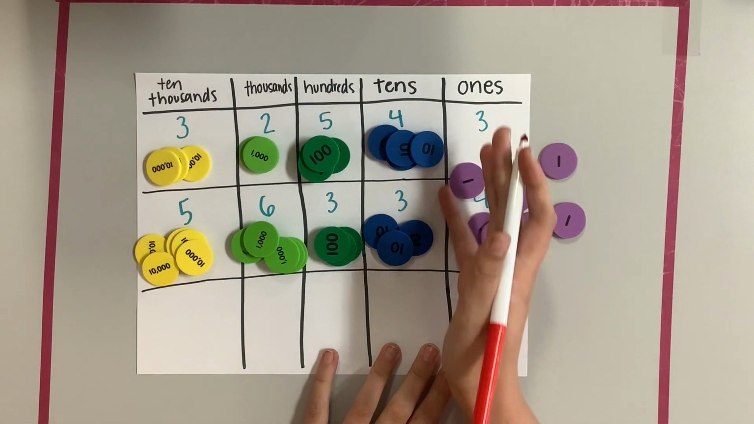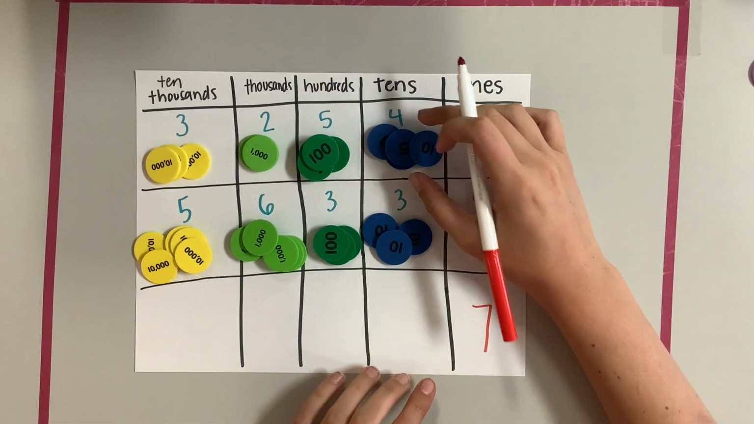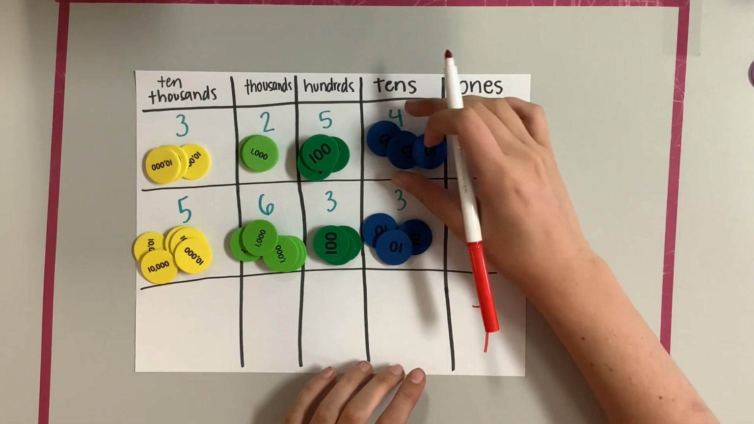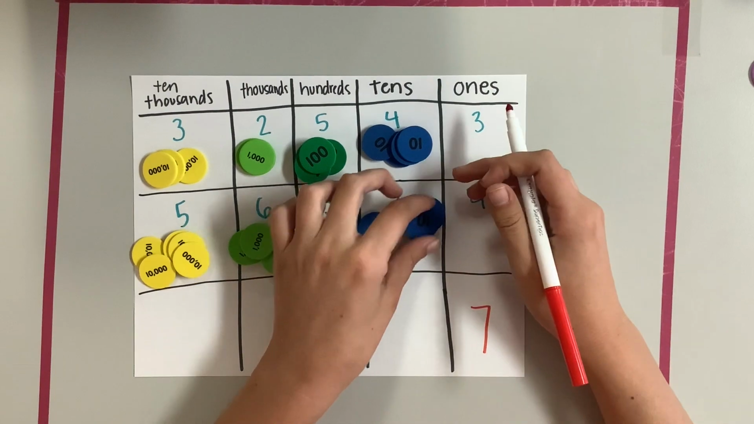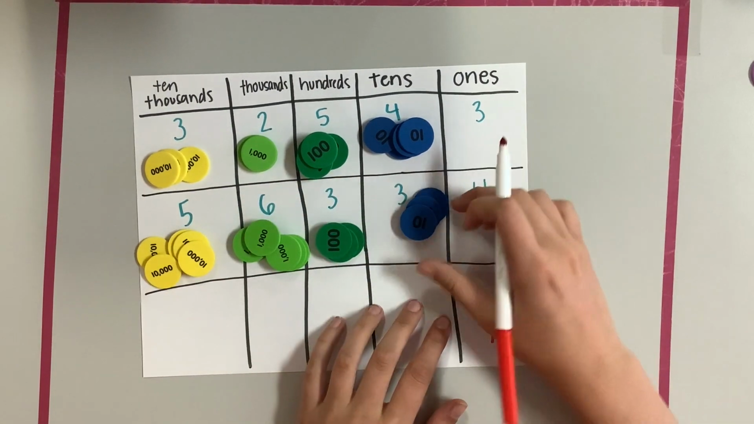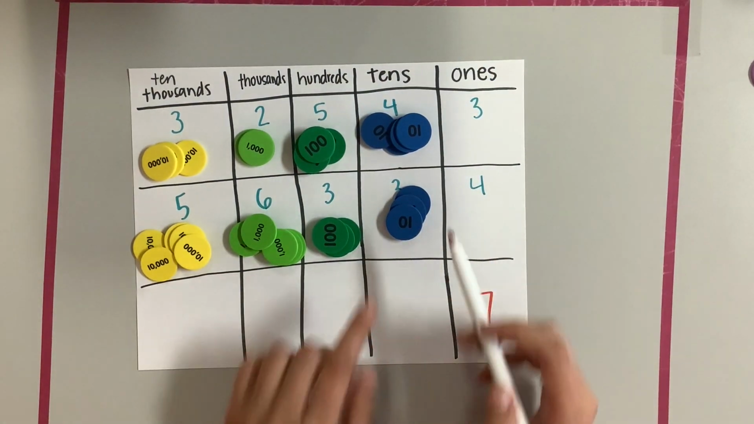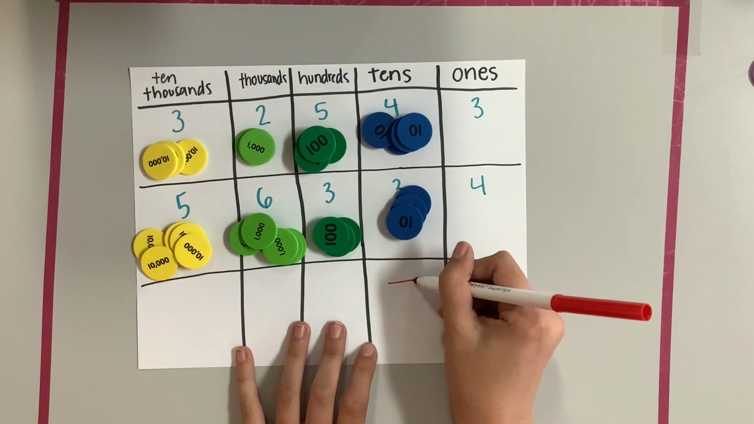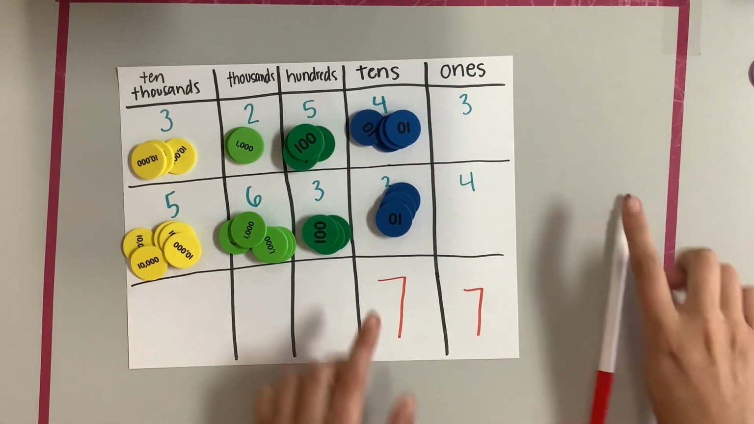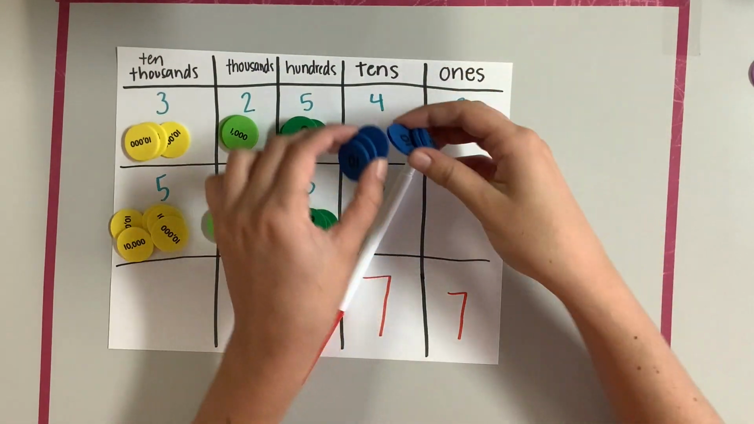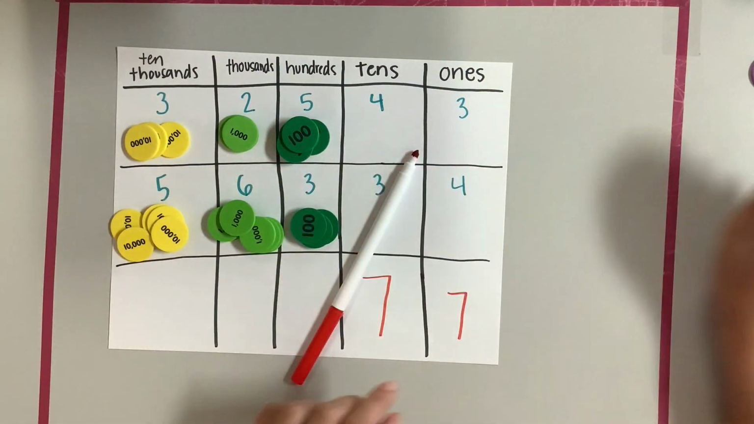Okay, I'm gonna scoot these away. I have 4 tens plus 3 tens. That's 10, 20, 30, 40, 50, 60, 70. So I have 70, but because I'm in the tens place, I can just write a 7 here. I know that 7 tens is 70, and that's how many we added together with all these counters.